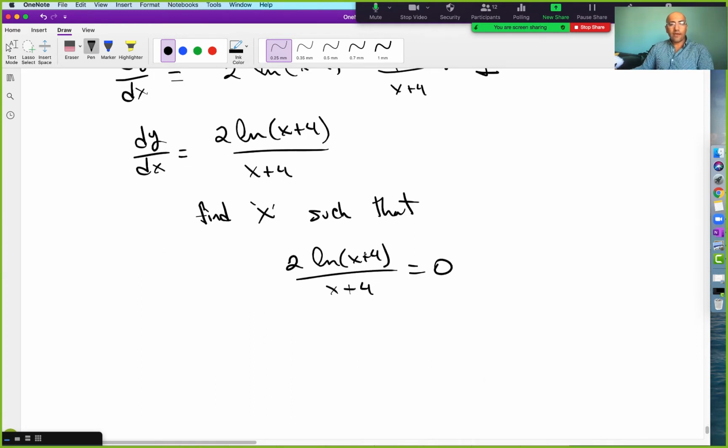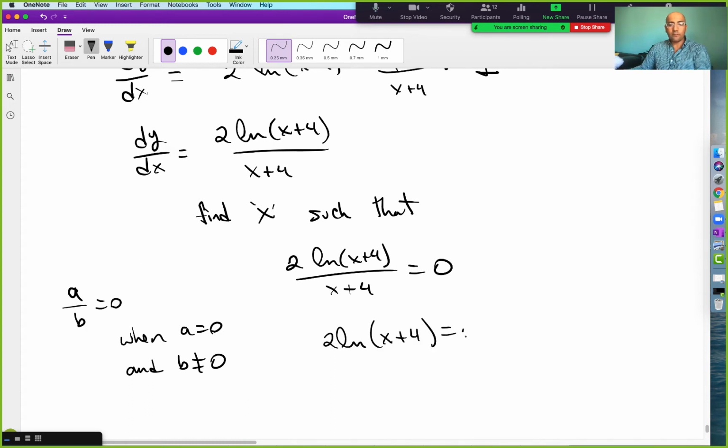Okay, whenever we have a fraction and we want to find out when it's 0, what we can do is just figure out when the numerator is 0. A fraction a over b equals 0 when a equals 0 and b is not 0. That's what we want: anything where the numerator is 0 and the denominator is not 0. So as long as my answer is not -4, I'm okay, because -4 would make the denominator 0. So I just need to figure out when this part is equal to 0.